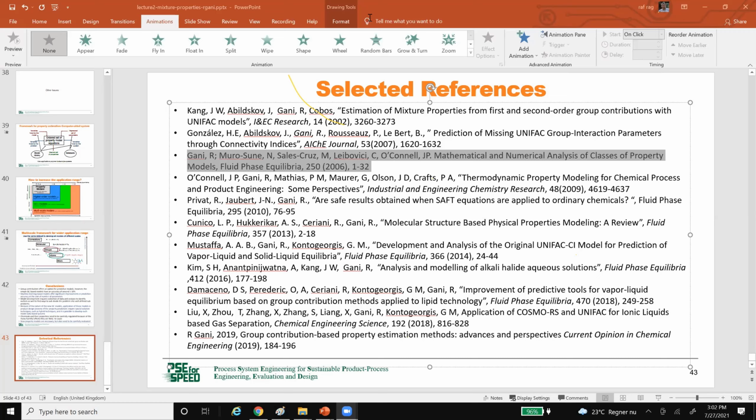In principle, density is more difficult than the TC and PC.